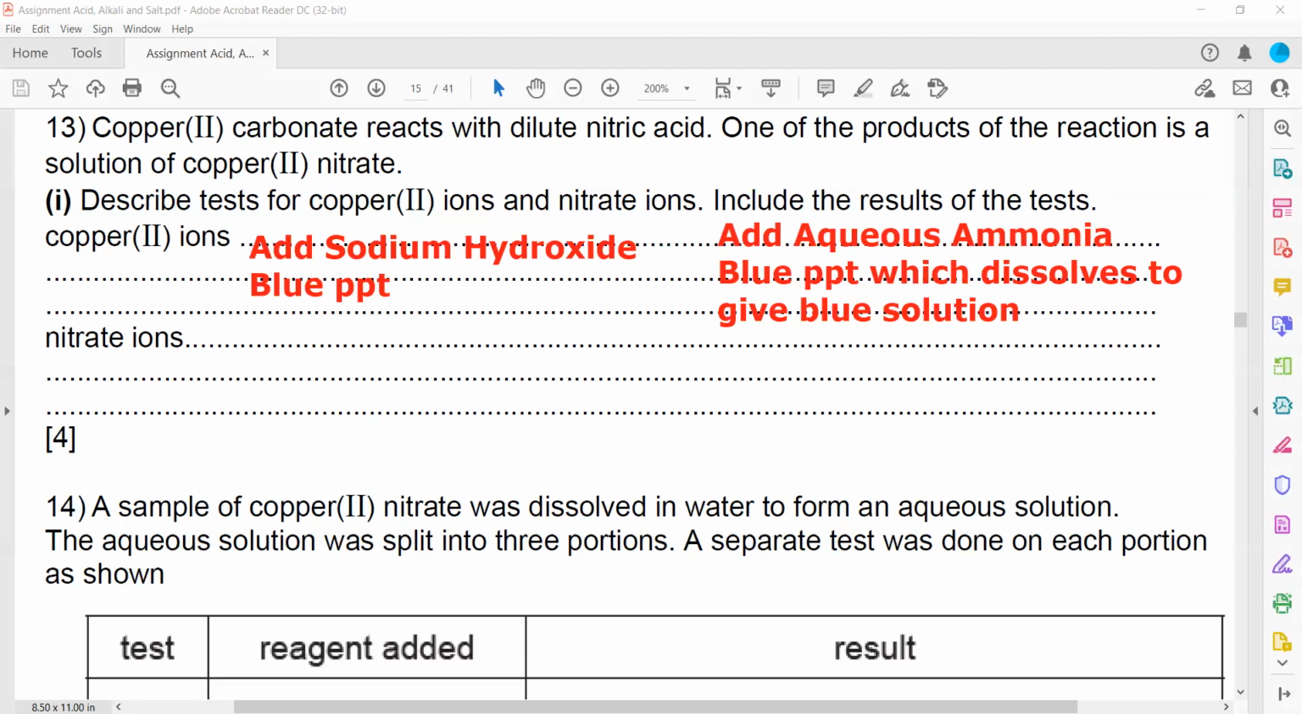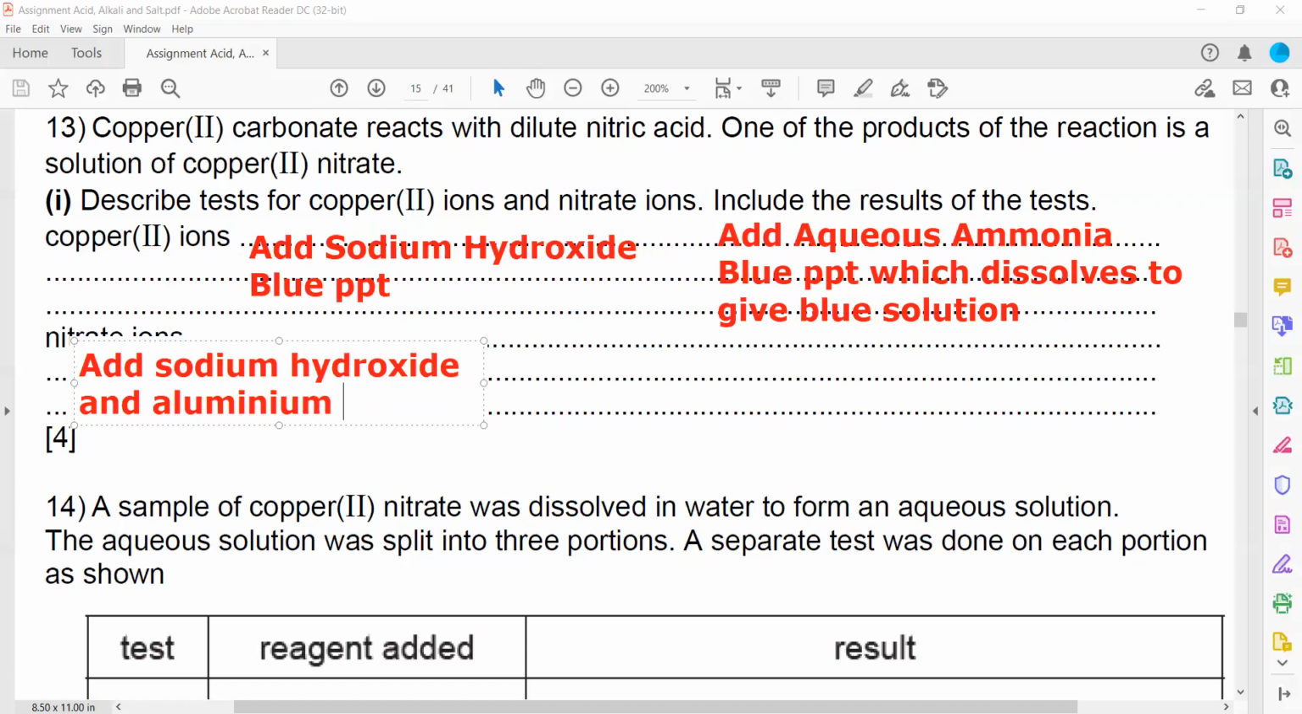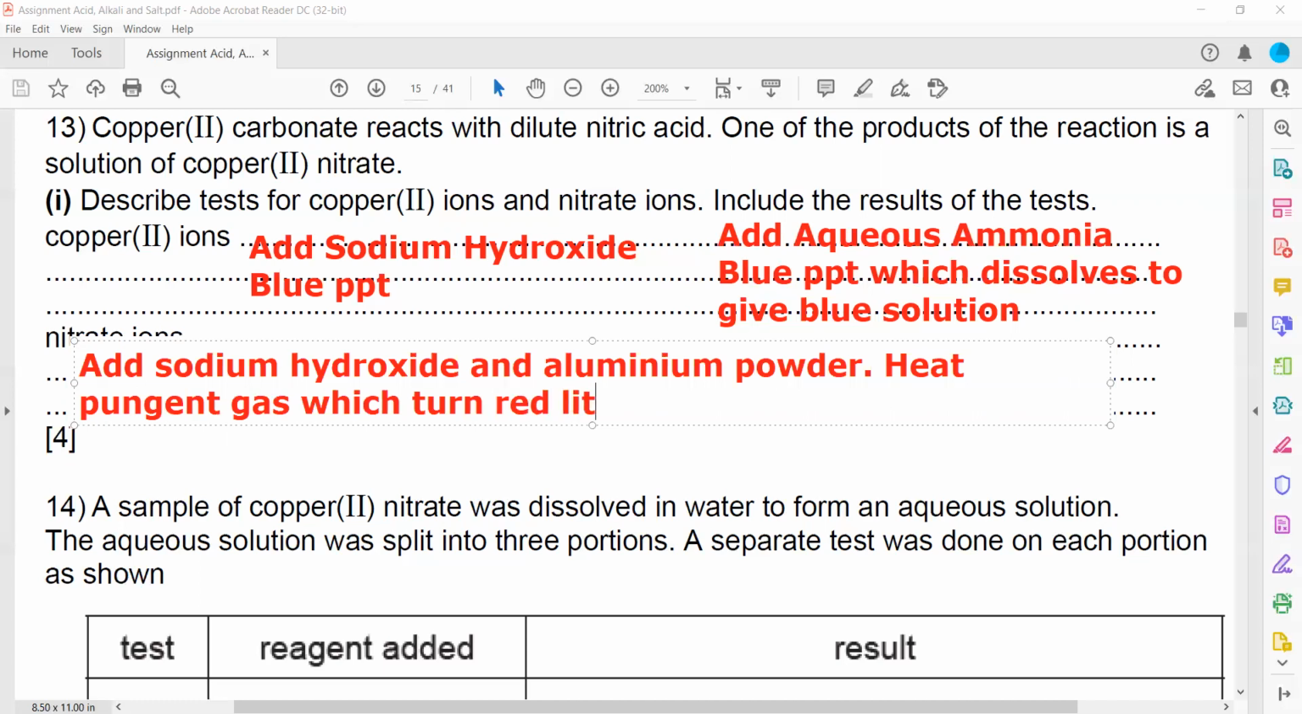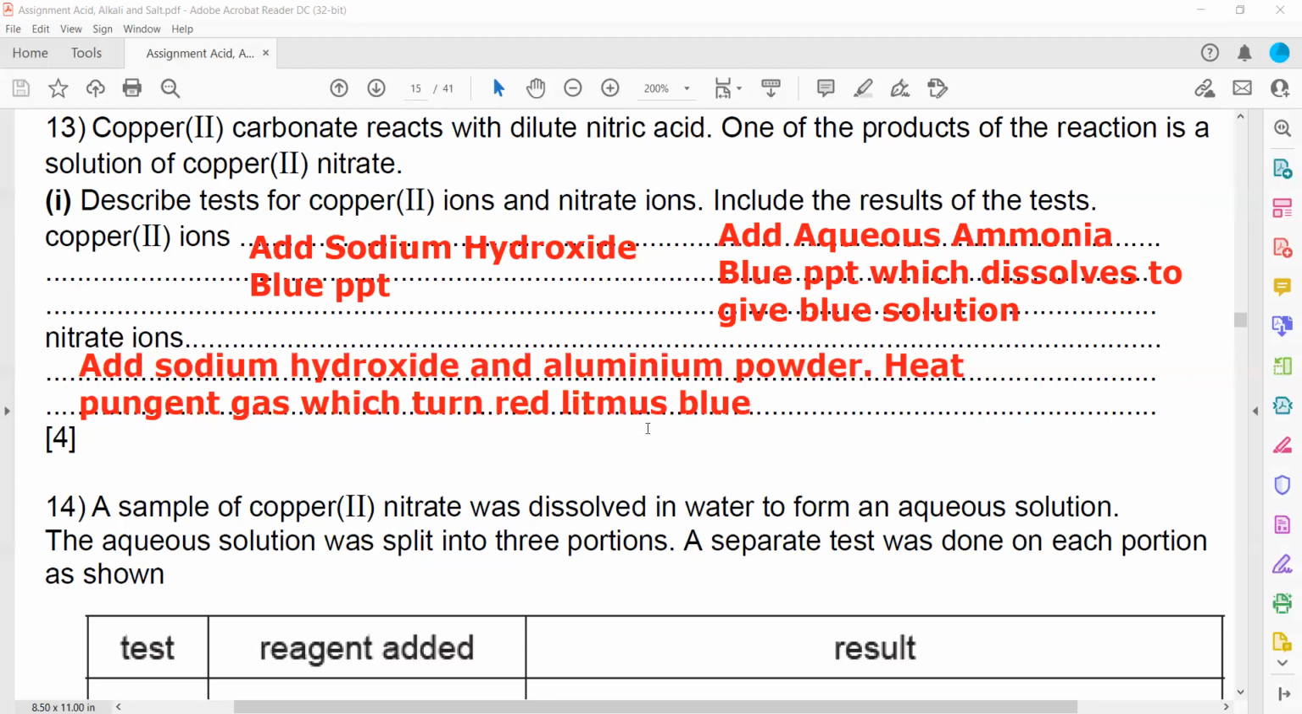Then test for nitrate ion. Again, this is about memorization. To test a nitrate ion, we add sodium hydroxide and aluminum powder, and then we heat. It will give a pungent, irritating smelling gas, which turns red litmus blue. So this is a test for nitrate ion.